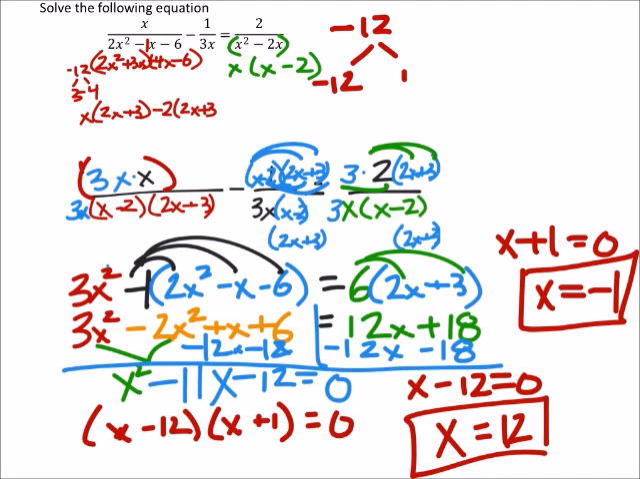Now we should check this in the denominators to make sure that it works. If 12 is x, it wouldn't give us a 0 for any of the denominators in the original equation. But what about negative 1? So x equals negative 1 would work for all the denominators as well. And that's good.